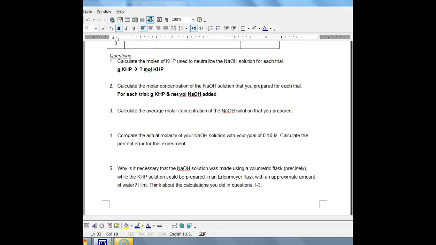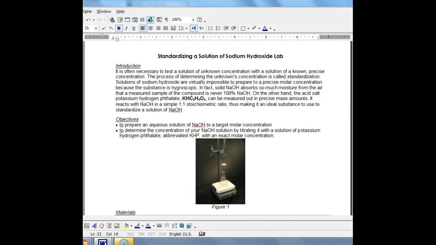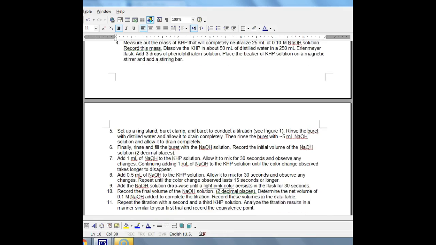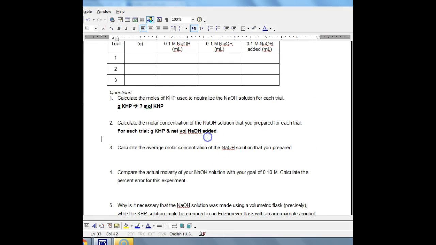Alright, and if you remember back from your pre-lab, I told you that the 2 react in a 1-to-1 stoichiometric ratio. So what that means is that for every 1 mole of KHP that was consumed, 1 mole of NaOH was also consumed. So if you know the moles of your KHP, you know the moles of your NaOH.